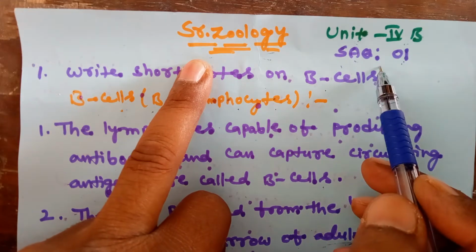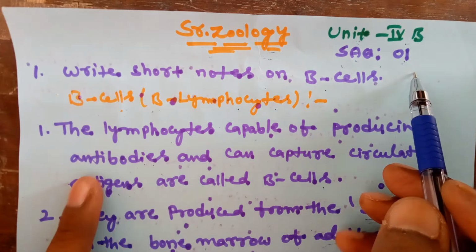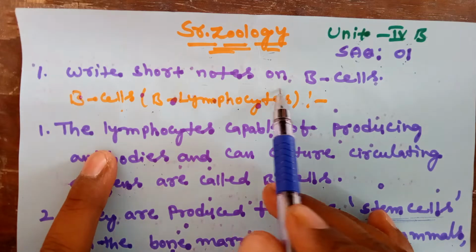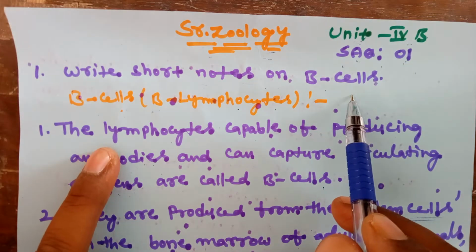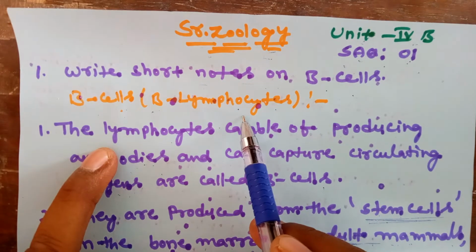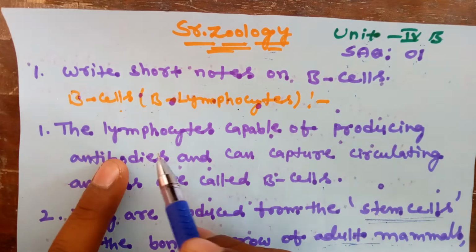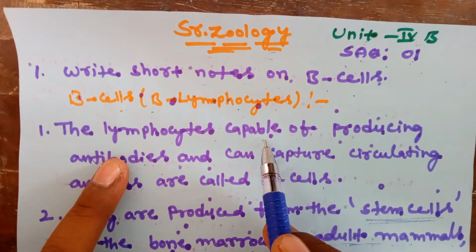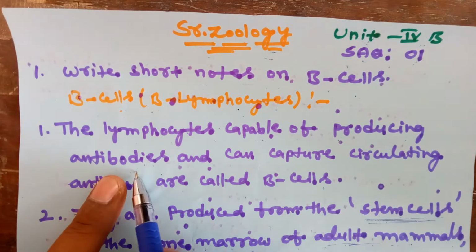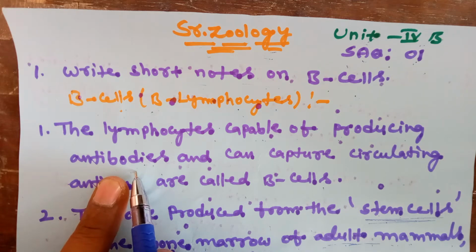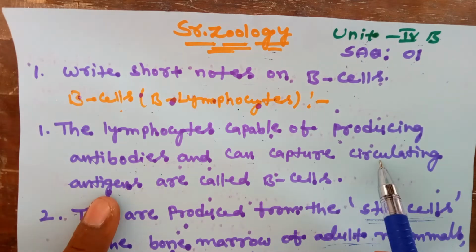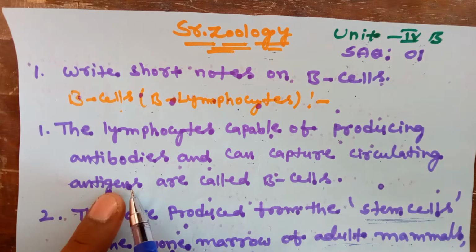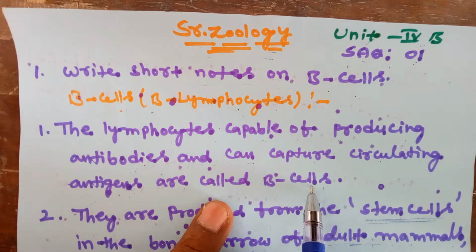That is the first question, a short answer question. Write short notes on B cells, the B lymphocytes. The lymphocytes capable of producing antibodies and can capture circulating antigens are called B cells.